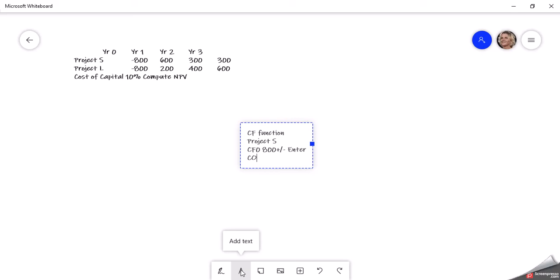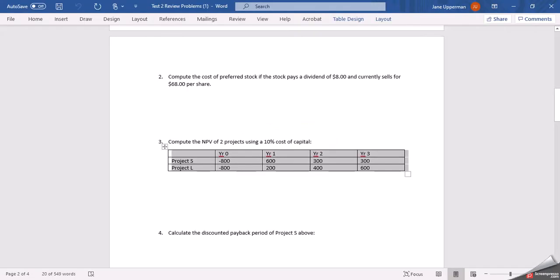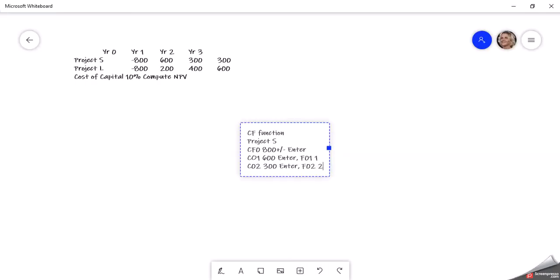Your cash flow for year 1 is going to be 600. Hit enter. And then that frequency is a 1. It'll default to a 1. Then our cash flow for year 2 is 300. Hit enter. And then now in this case, we can make our frequency a 2 because we get 300 2 years in a row. And those are my only values, right? Right. All right, so come back.